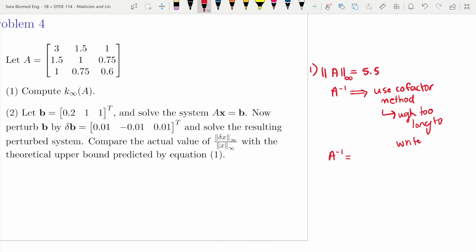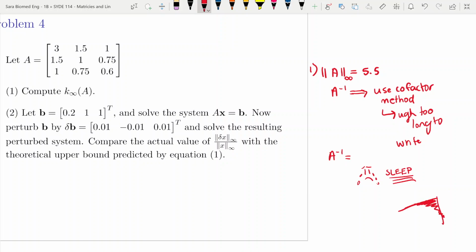So it's going to be 0.75, 0.75, 0.6. Now we move to the next entry, 1.5. But because it's at the first row, second column, the sign will be negative, so it's negative 1 to the power of first row plus second column. So we have a negative sign over here, times 1.5, and we cross out the first row, second column. What's left is 1.5, 0.75, 1, 0.6.